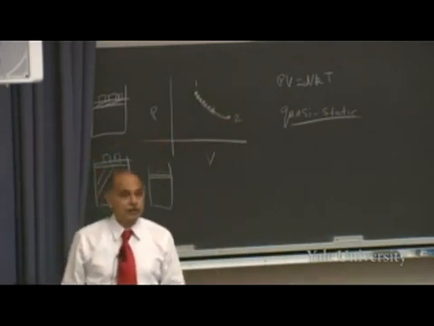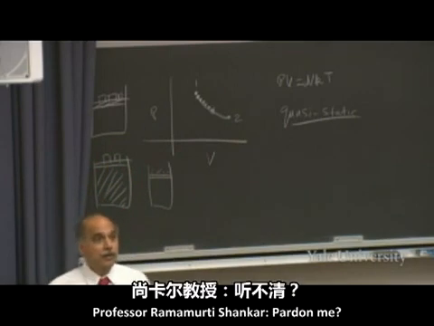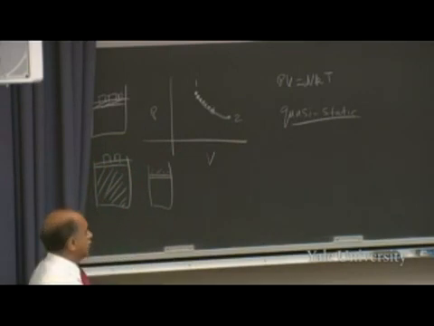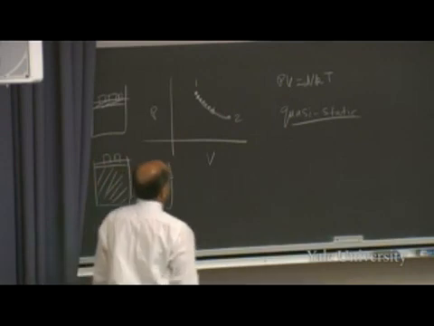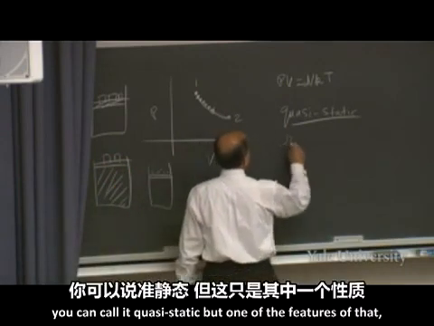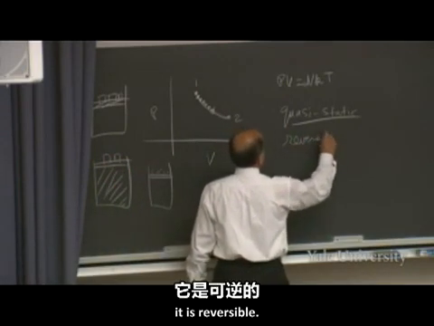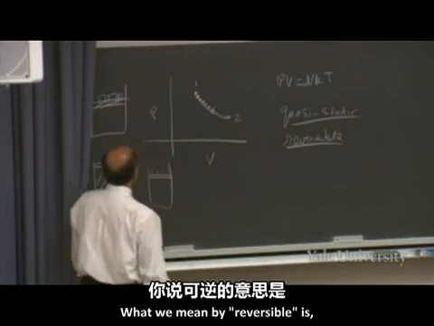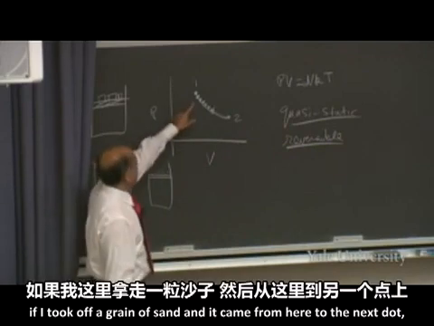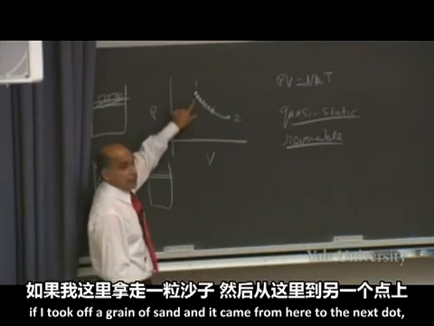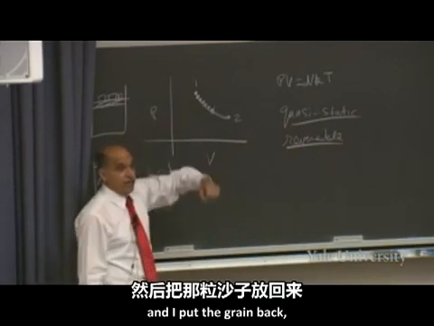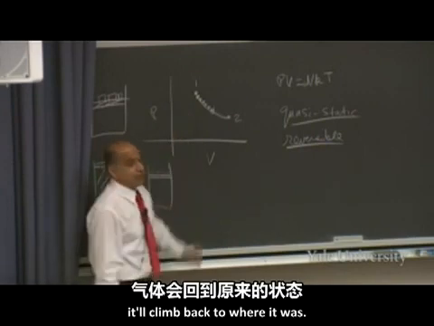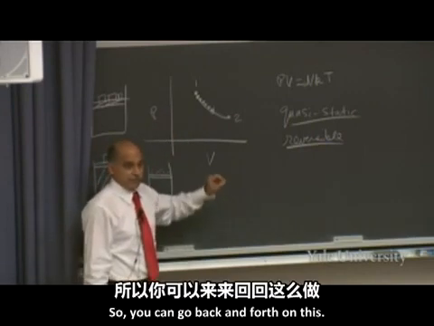Yes? Are all of the small processes reversible? Pardon me? Are all of the small processes reversible? Yes. Such a process is also called, you can call it quasi-static, but one of the features of that, it is reversible. You've got to be a little careful when you say reversible. What we mean by reversible is, if I took off a grain of sand and it came from here to the next dot, and I put the grain back, it'll climb back to where it was. So you can go back and forth on this.